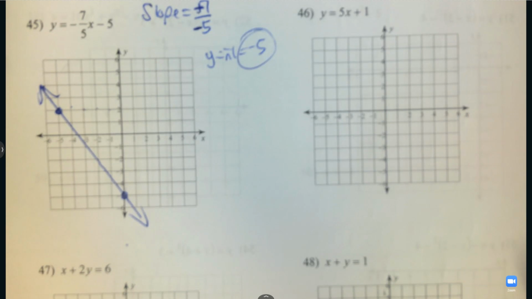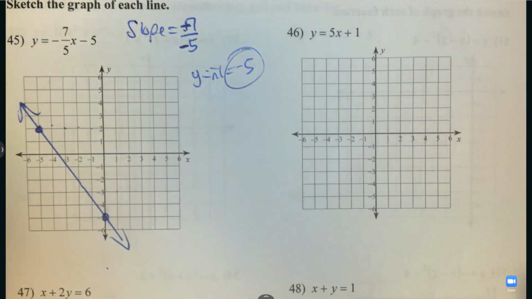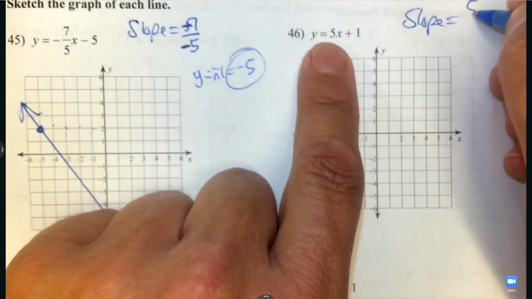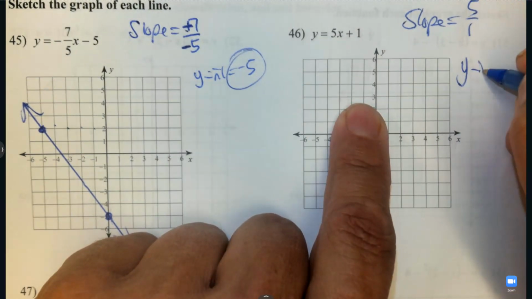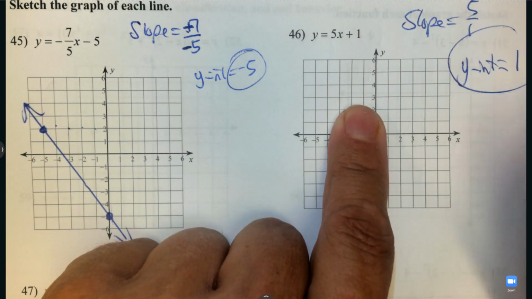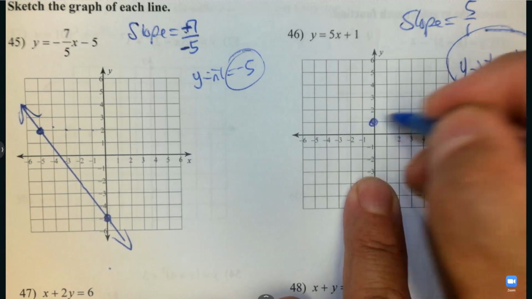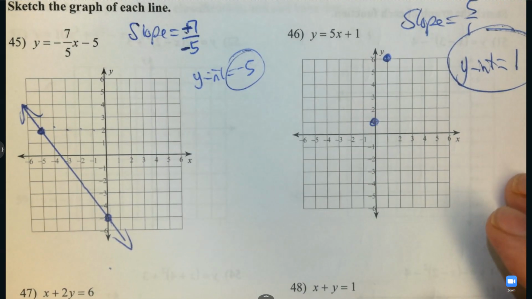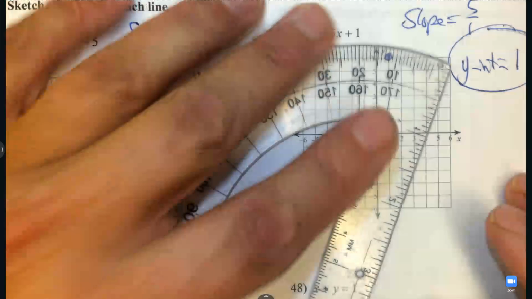Let's try that again. The slope is with x, and we need a top number and the bottom number. The y-intercept is 1, and that's just where I start. So I find 1, and then I go up 5 and to the right 1, which fits on my graph, and then draw my line.